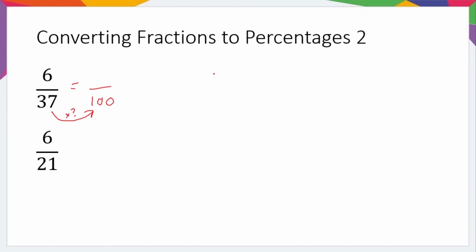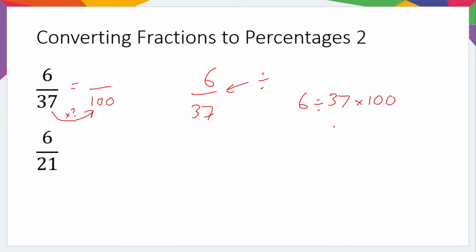Now, in a fraction, this line means divide. So what we need to do is 6 divided by 37. And if you type into your calculator 6 divided by 37, you'll get a number that doesn't really look like the percentage. It looks far too small. That's because if you do 6 divided by 37, you have the decimal. So we need to multiply that by 100.